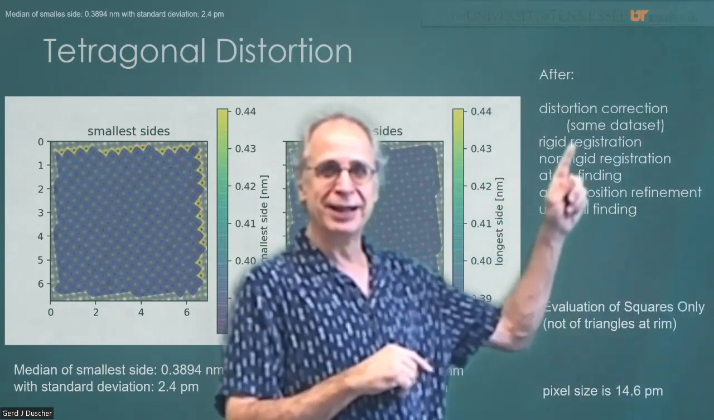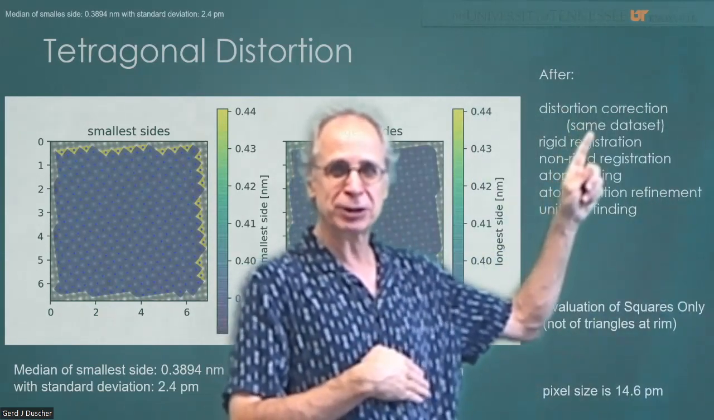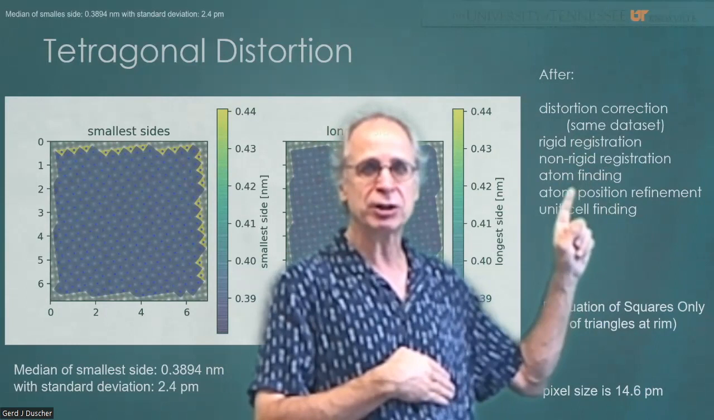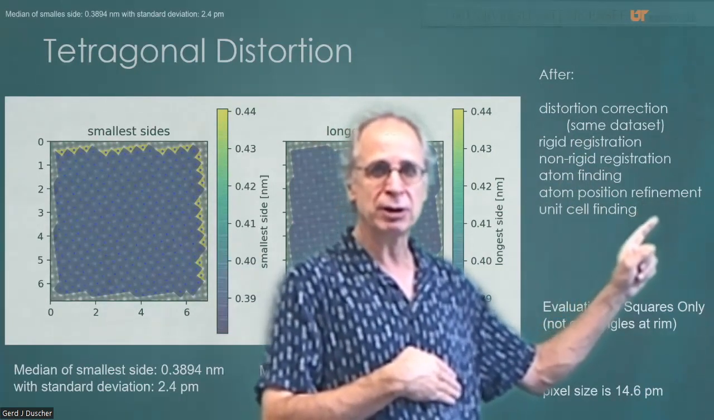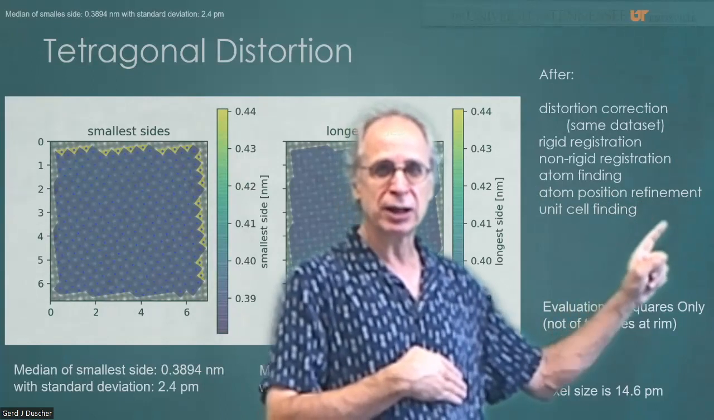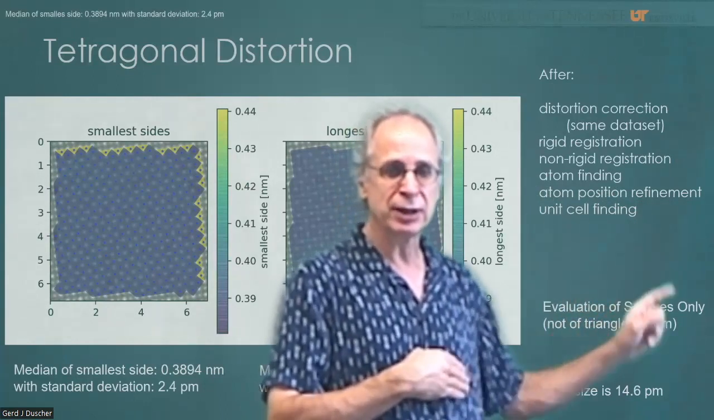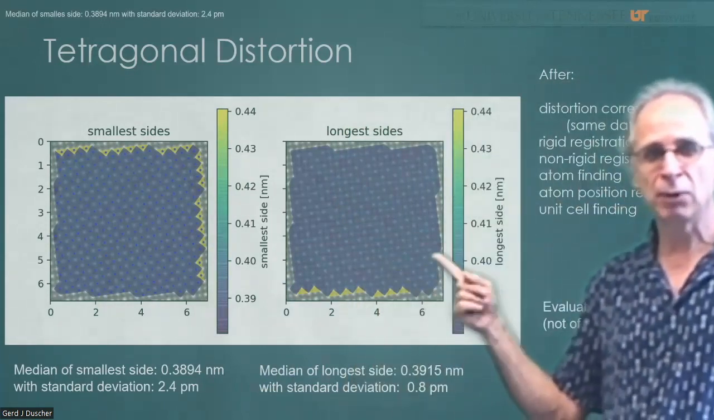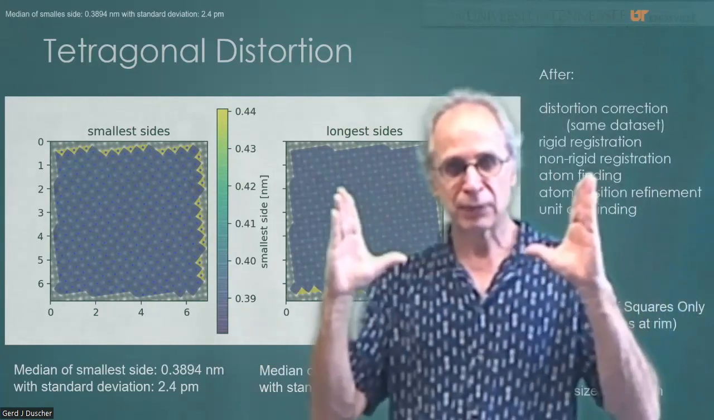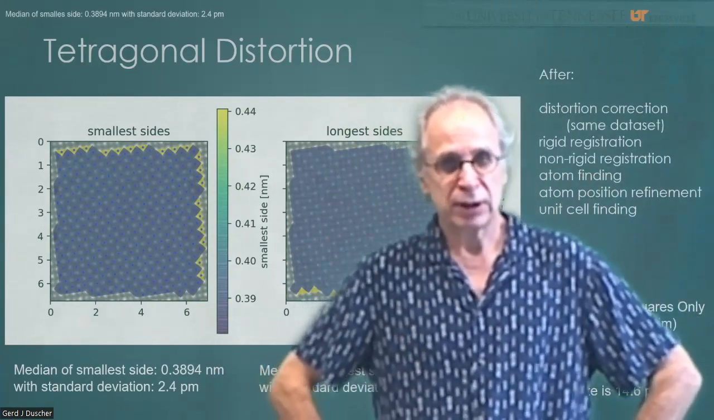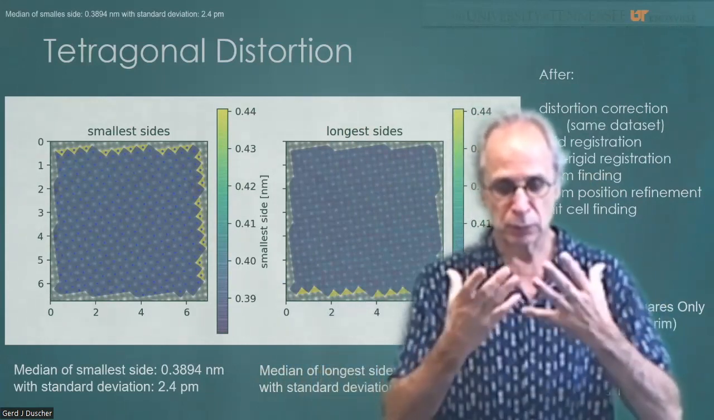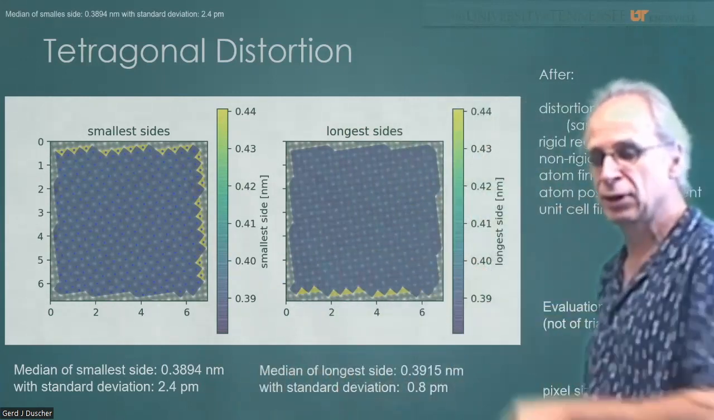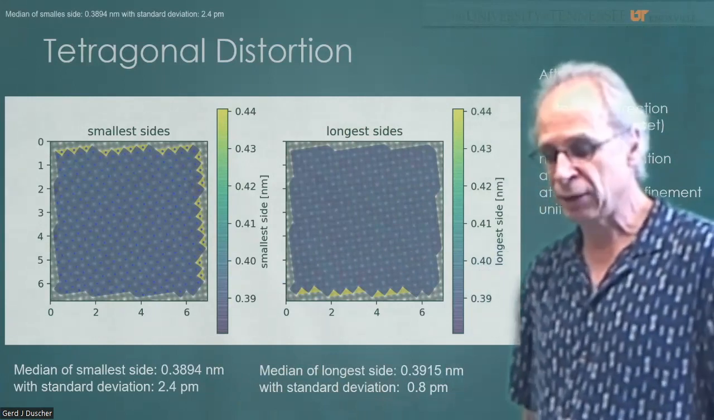So here we have distortion correction, and we did that after we did a rigid registration and a non-rigid registration. We did atom finding, we refined the atom positions, and then we find the unit cells. And since we know exactly how big a unit cell should be in a bulk material, we can then undistort this image. This is a bulk data set, 25 images, and we did that.